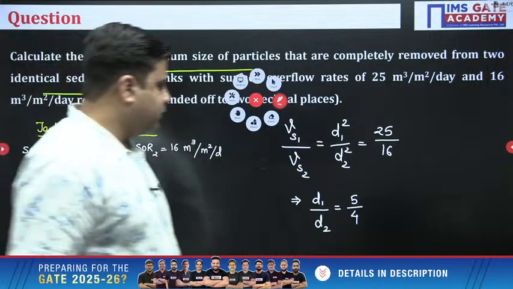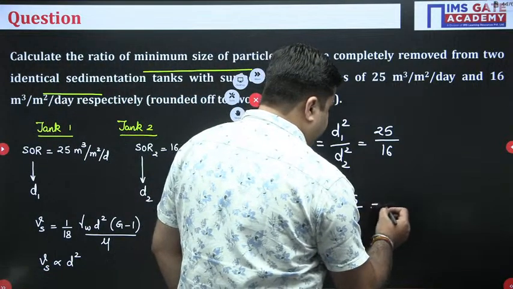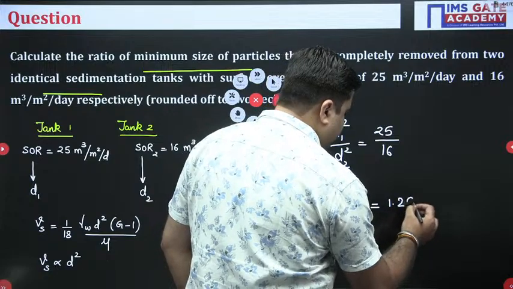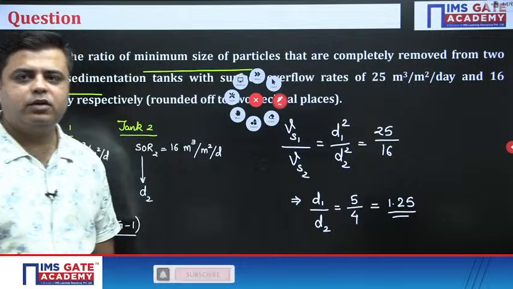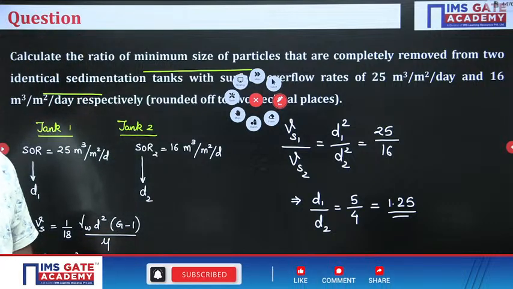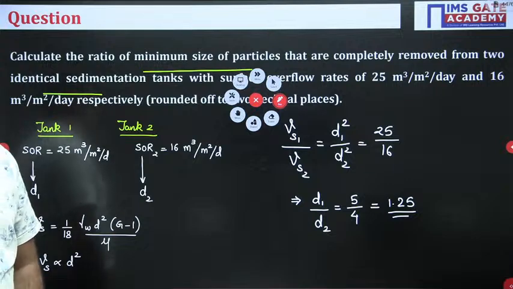So I think d1 by d2 will be 1.25. Quickly confirm your answers. What is 5 by 4? 1.25.